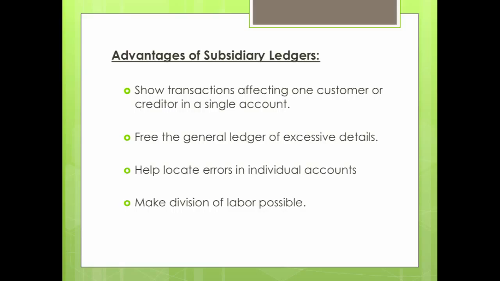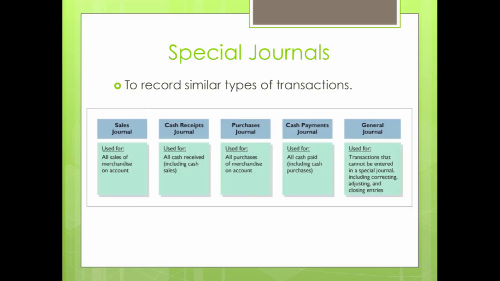Okay, so when you have many similar types of transactions, such as credit sales, companies use special journals. Okay? And special journals allow the possibility to divide labor within a company. So in this illustration, we can see 4 types of special journals.